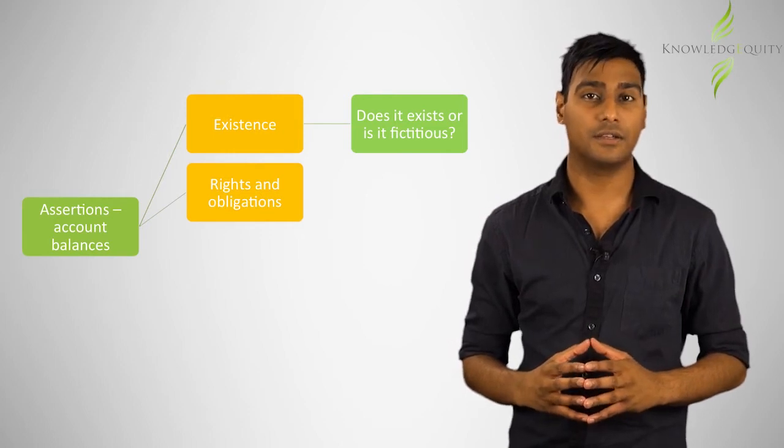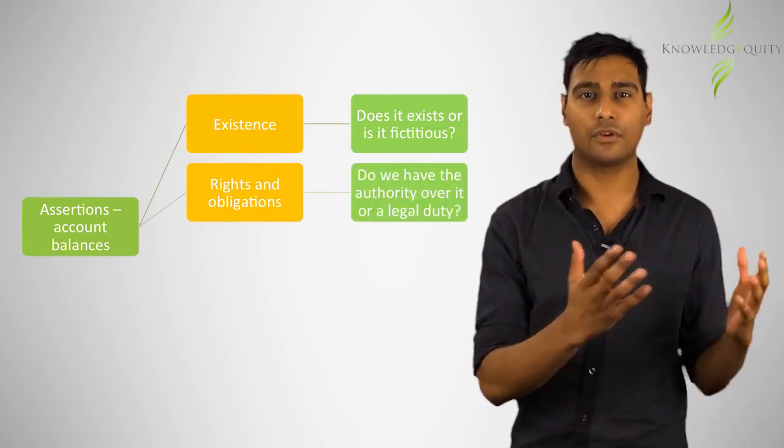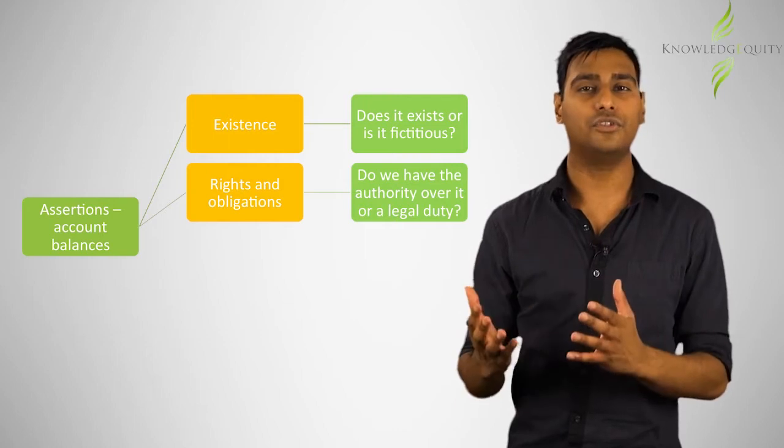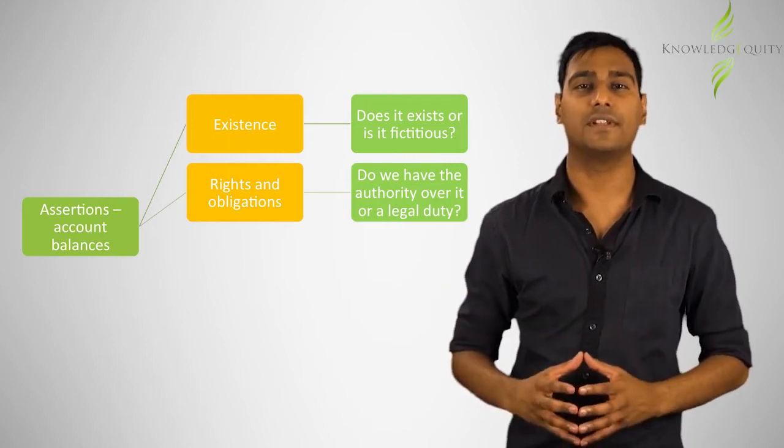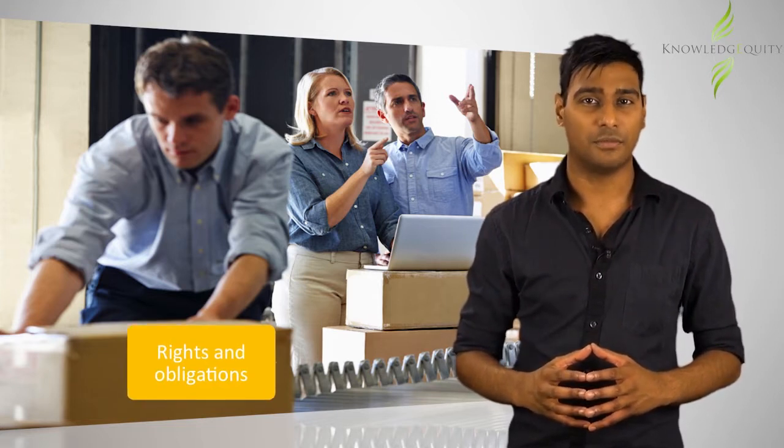This basically asks the question, does the entity have authority over the asset or a legal duty or obligation relating to the liability? For example, Entity X holds inventory items on consignment. When consignment stock is sold, it receives a commission on the sale. During the stock count, which assertion is most at risk? The assertion most at risk here would be rights and obligations.